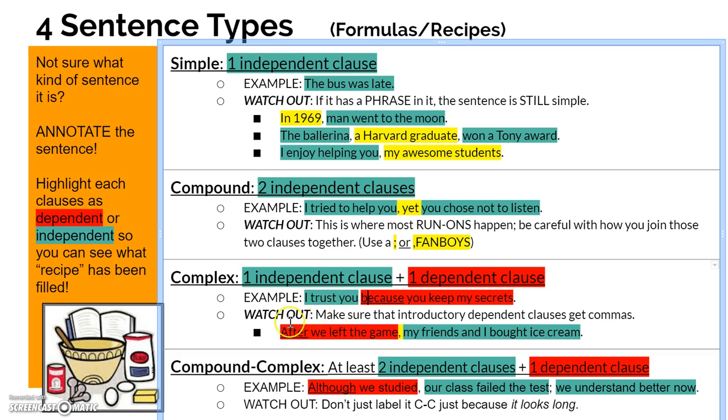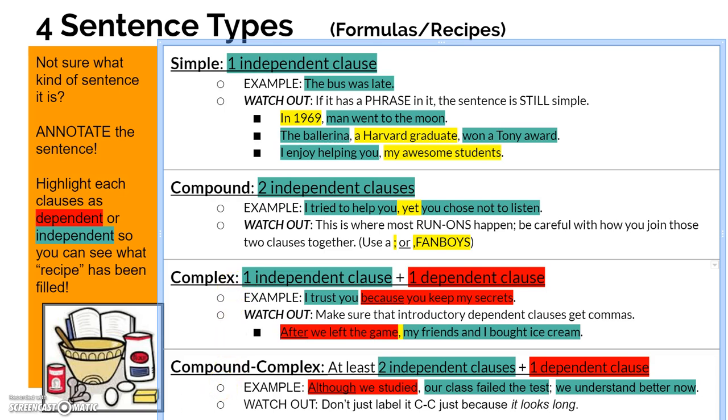Watch out though, because if you put that dependent clause first in the sentence, it does need a comma after it. "After we left the game, comma, my friends and I bought ice cream." Here's my dependent clause kicked off by an AWUBIS word. Here's my independent clause. I have one of each. It's a mix and match, so it's complex.